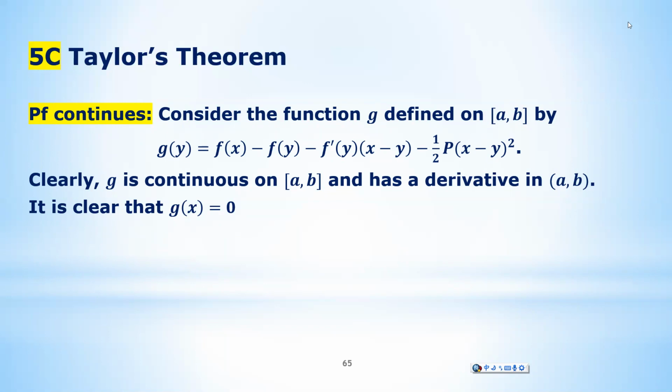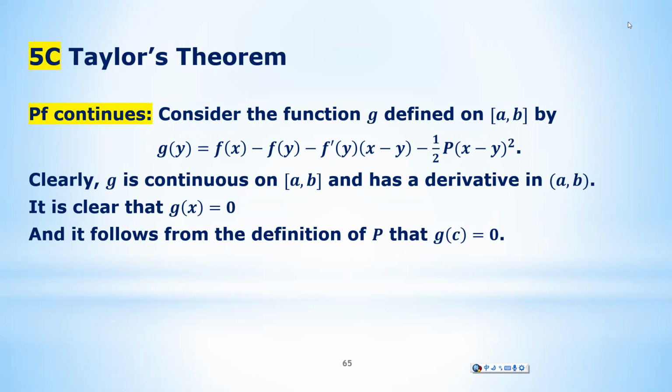But not only this, from the definition of p, you can see that g(c) also equals 0. If you plug y equal to c, the right side is just f(x) minus f(c) minus f prime(c)(x minus c), then minus 1/2 p (x minus c) squared. This is precisely the expression I used to define p. p is defined that way to make the right side equal 0. So not only g(x) equals 0, but also g(c) equals 0.